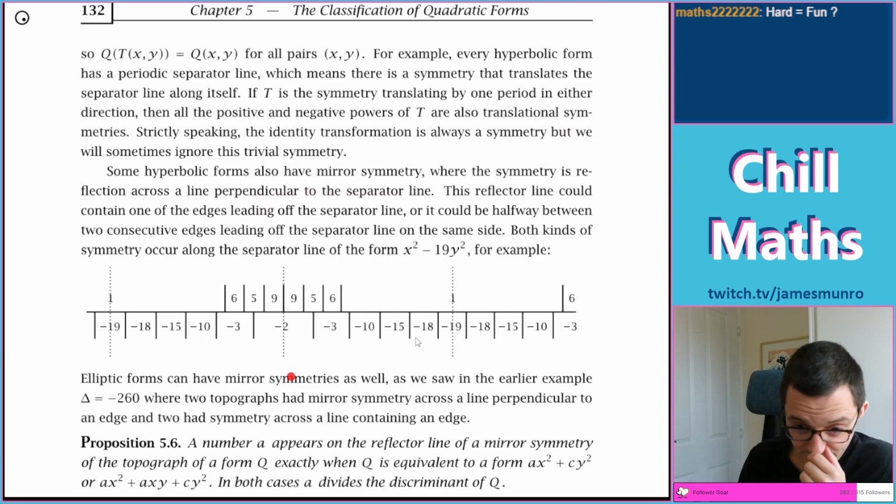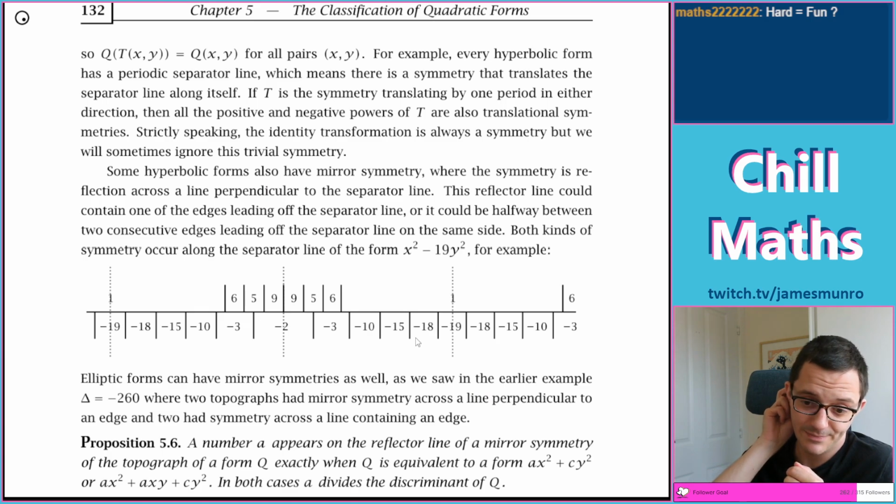Elliptic forms can have mirror symmetries as well. Of these, two topographs have mirror symmetry across the line perpendicular to an edge, and two have symmetry across the line containing an edge.